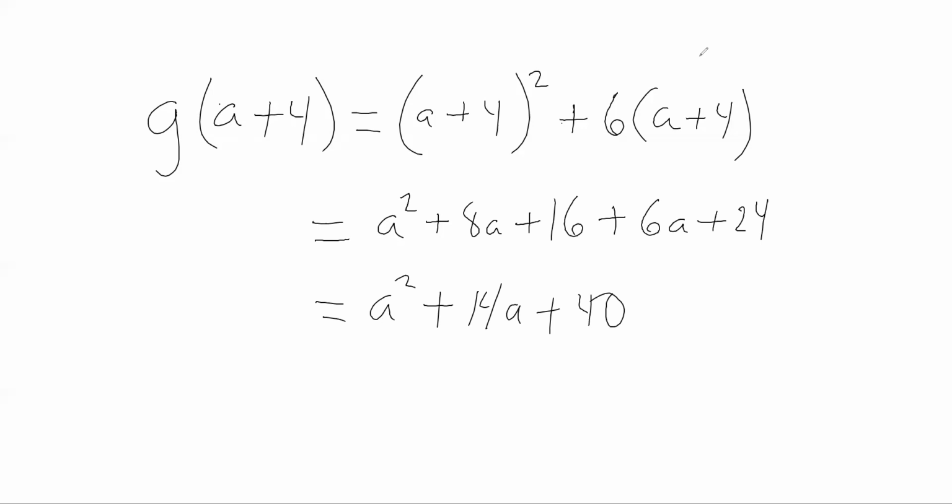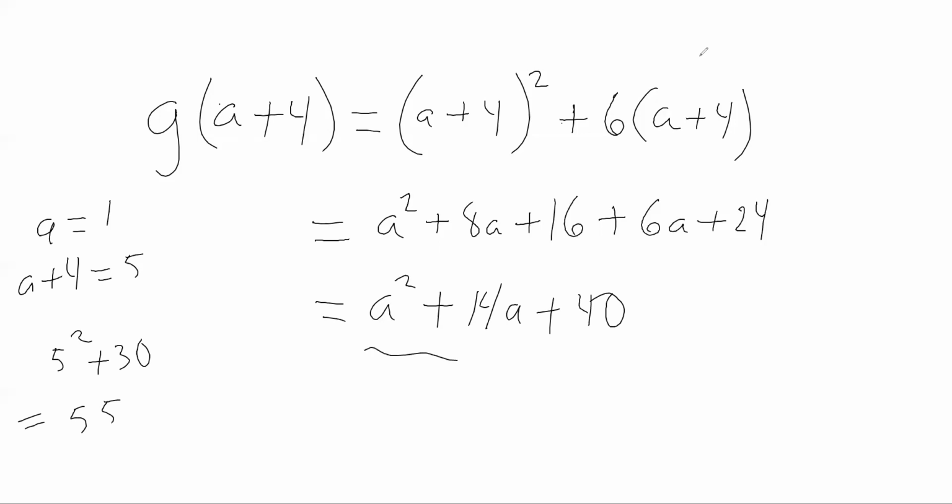You can check to see if this works by noting that suppose, for example, a is 1, in which case a plus 4 is 5. And what we can see here is that g of 5 would be 5 squared plus 30, 6 times 5, which is 55 altogether.